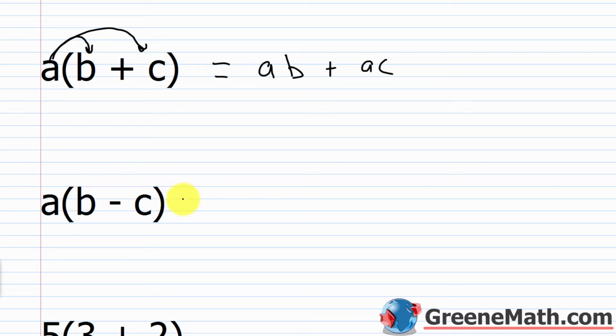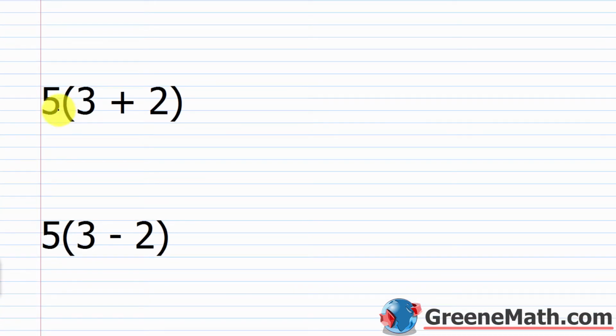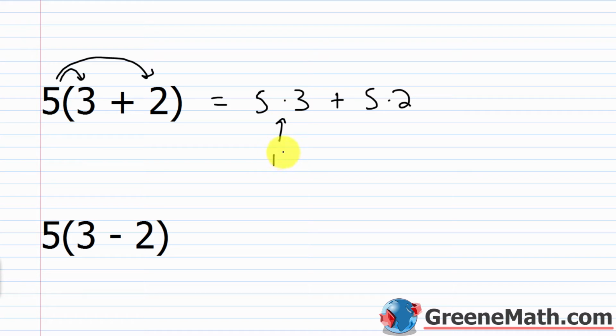Another example, A times the quantity B minus C. So we have A times B, this is AB, minus A times C, or AC. We can even do this with numbers involved. We have 5 times the quantity 3 plus 2. This is 5 times 3 plus 5 times 2. When you get an example with numbers, it's easy to show that it's mathematically valid. If I do 3 plus 2 first, that's 5. 5 times 5 is 25. If I do it this way, 5 times 3 is 15, and then 5 times 2 is 10. If I sum 15 and 10, I get 25 as well.